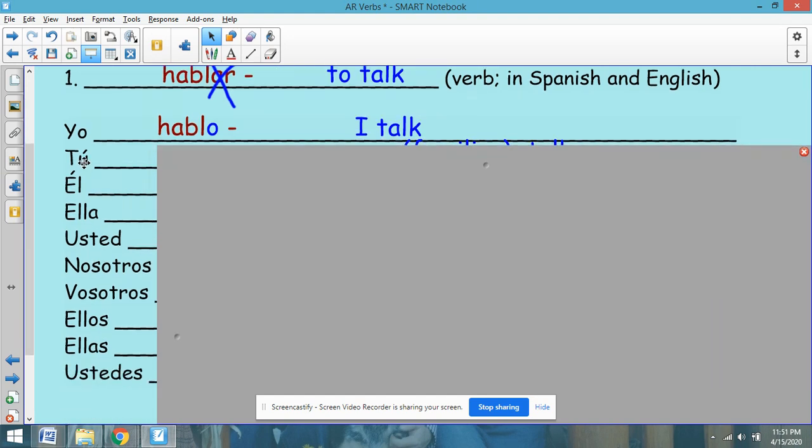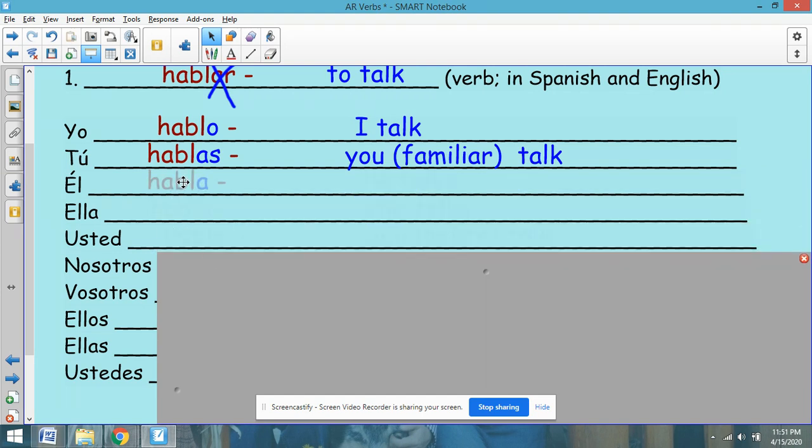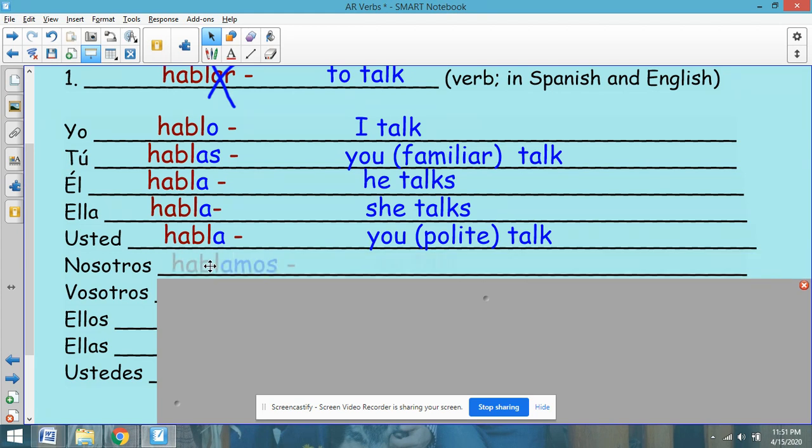For tú, the tú ending is as. Tú hablas is you talk. Él and ella and usted, habla, habla, habla. He talks, she talks, you talk. O, as, a. Then nosotros, amos. We talk.